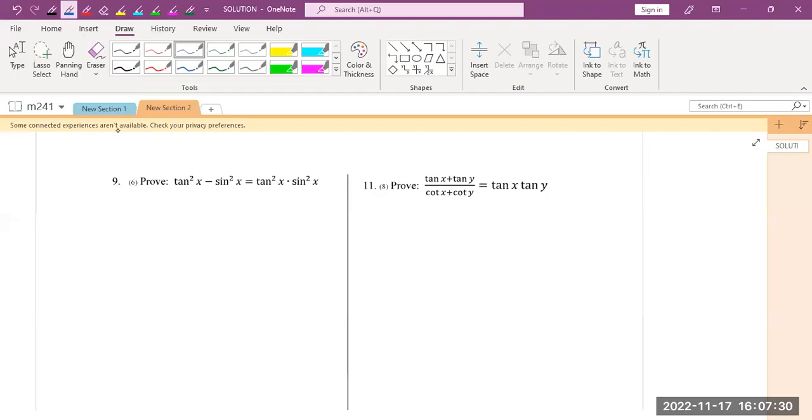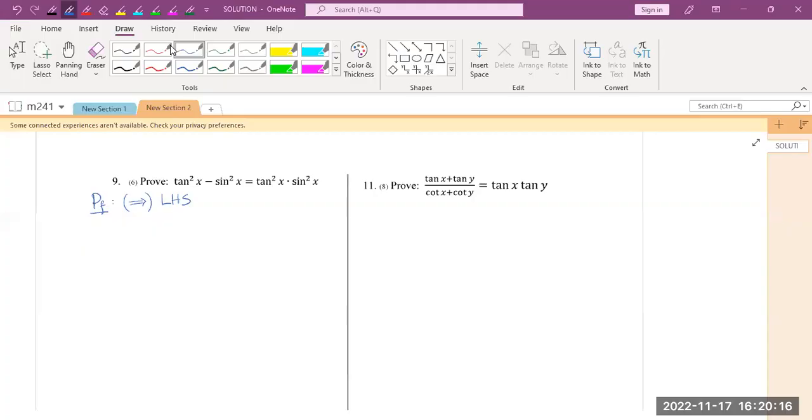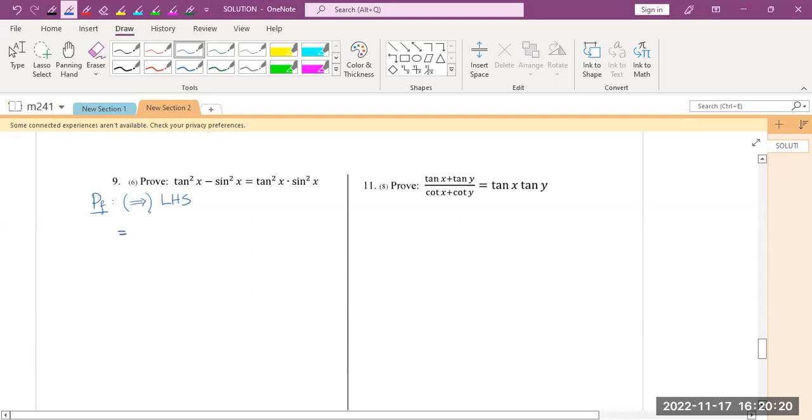Now remember, when it comes to proving in my class, I need you to first show the direction of the proof. In this case, I think it's easier for us to prove from left to right. And then you write, because we start from left, LHS. So left-hand side, and then copy down the statement you have on the left-hand side.